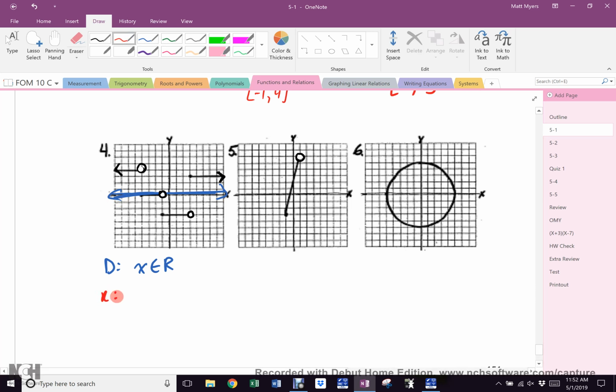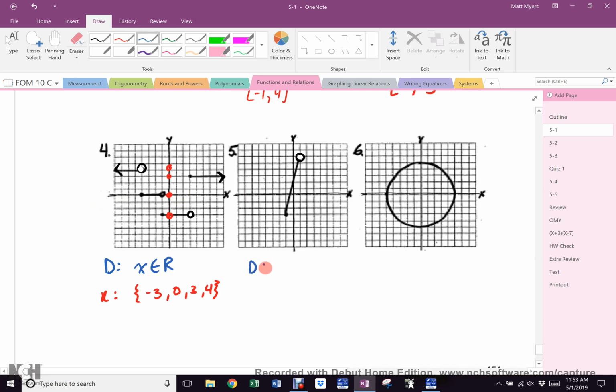Range is negative 3, 0, 3, 4. Why? Because I only have y values at those 4 points. It is not a portion of the y-axis. Yes, Heather? So what does X ∈ R stand for? X means X is all the real numbers. Because every single number can be put there. 1.739. Square root of 2. Right? All of them exist.